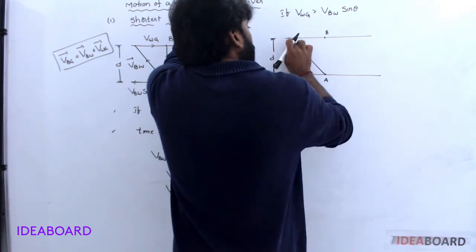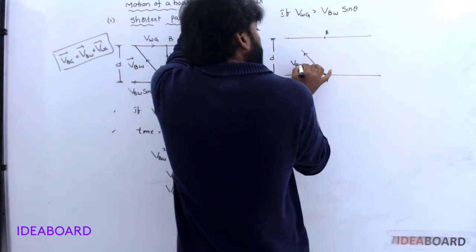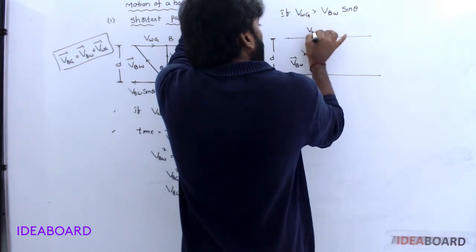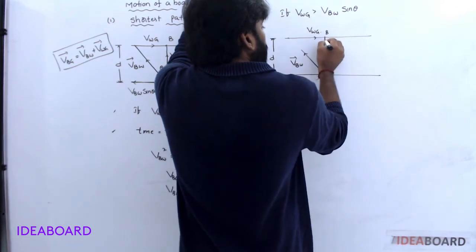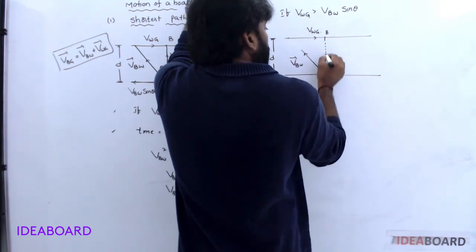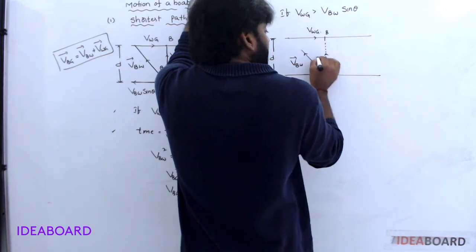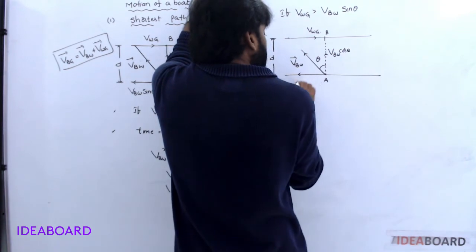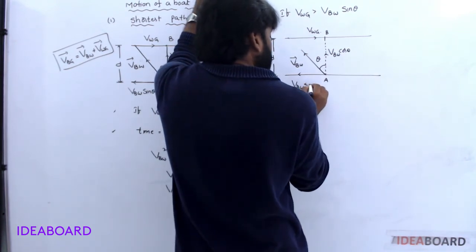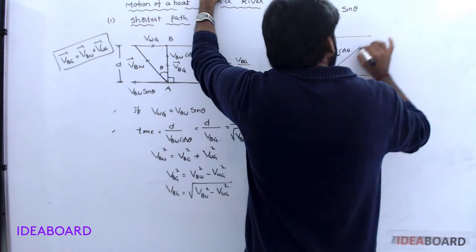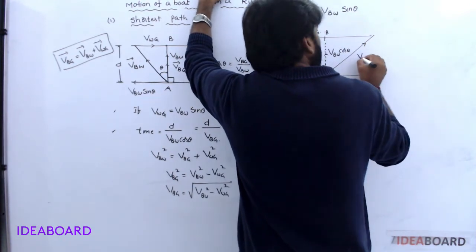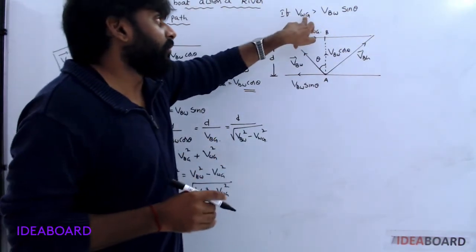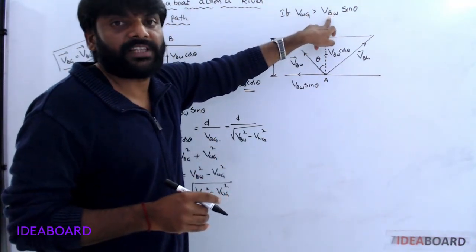Both with respect to water direction. This one is water with respect to ground. This angle is theta, which means boat with respect to water cos theta, and this one boat with respect to water sin theta, but this represents the boat with respect to ground. Understood? Okay. Here water velocity is more compared to boat velocity with respect to water.